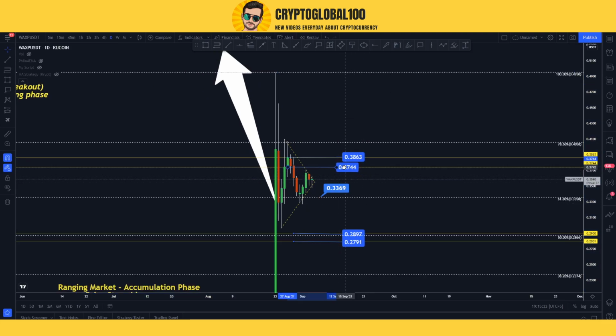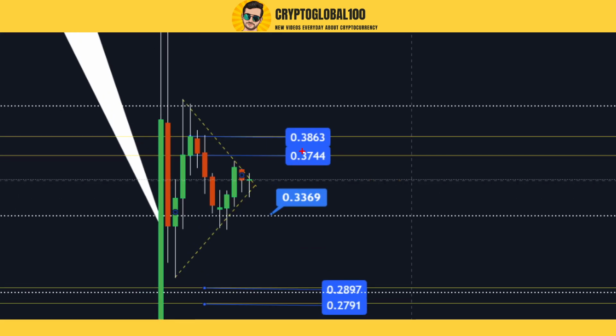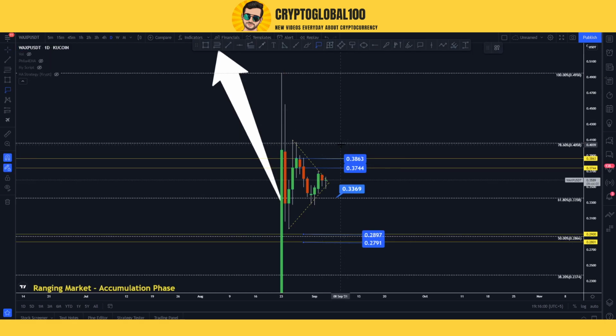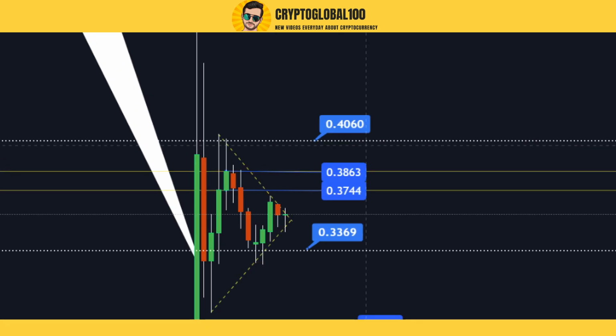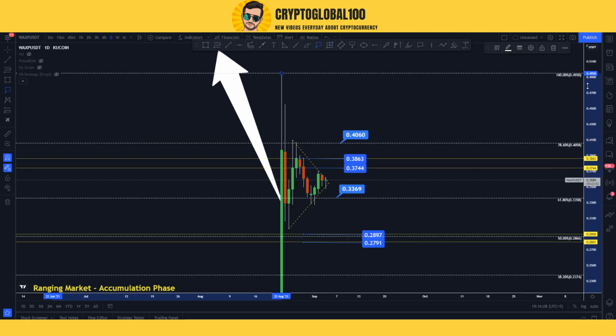Now it is easier to see; previously it was not easy. You can see we have two zones. If price fails to break this level, then we are going down to this level 0.33, and if this level gets broken, then we're going to move down to this level. Clear? That should clear your doubts. But if this level gets broken, then surely we're going to test 0.4 at this area. Let me draw the level here, 0.4. We're going to test this level. So this is the short analysis of the WAXP coin.